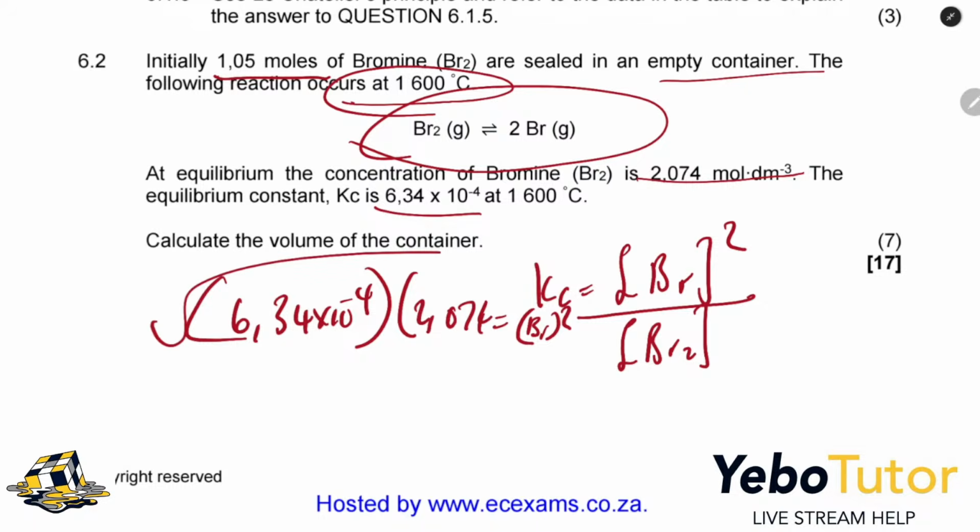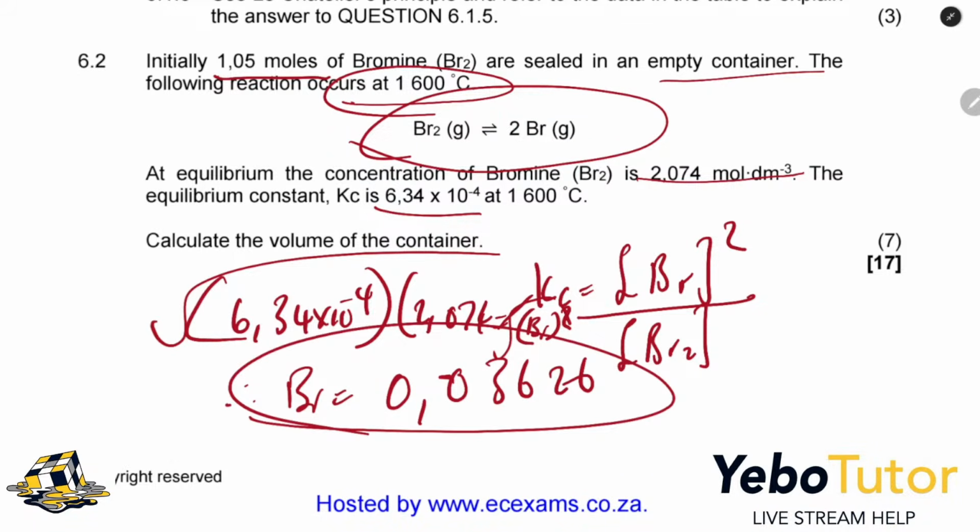Then we end up having the Br squared. Then of course we need to put the square root on both sides so that you can be left with the Br. So using your calculator, as I'm using mine, I'm getting my answer to be 0,03626.